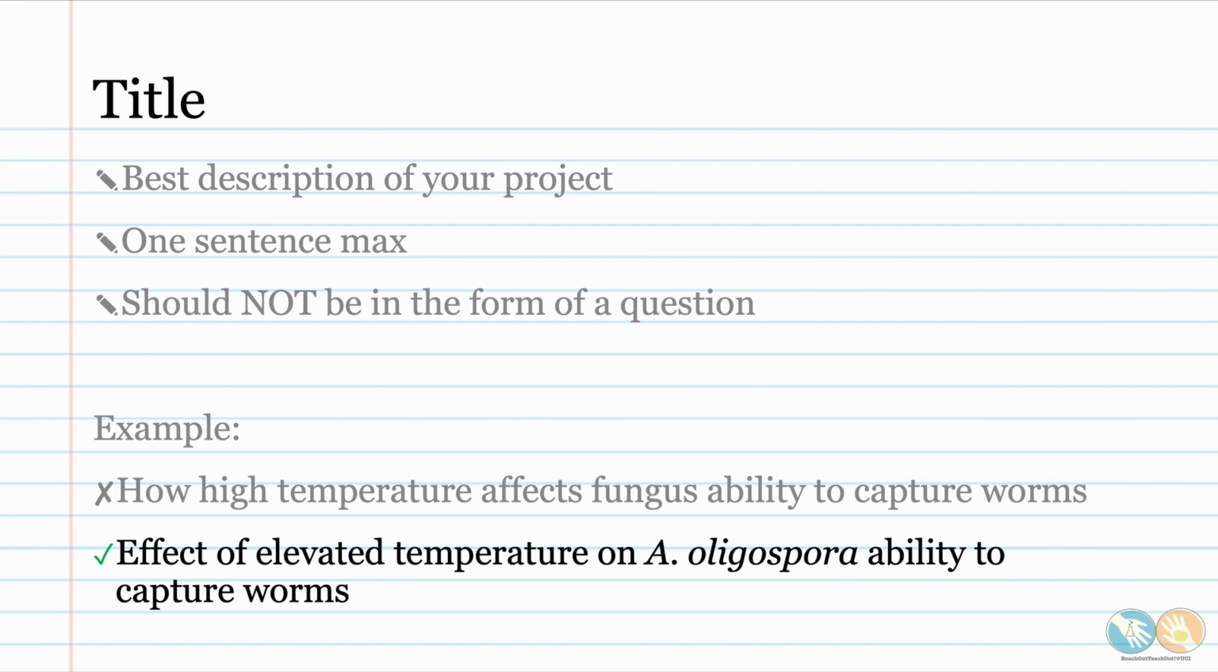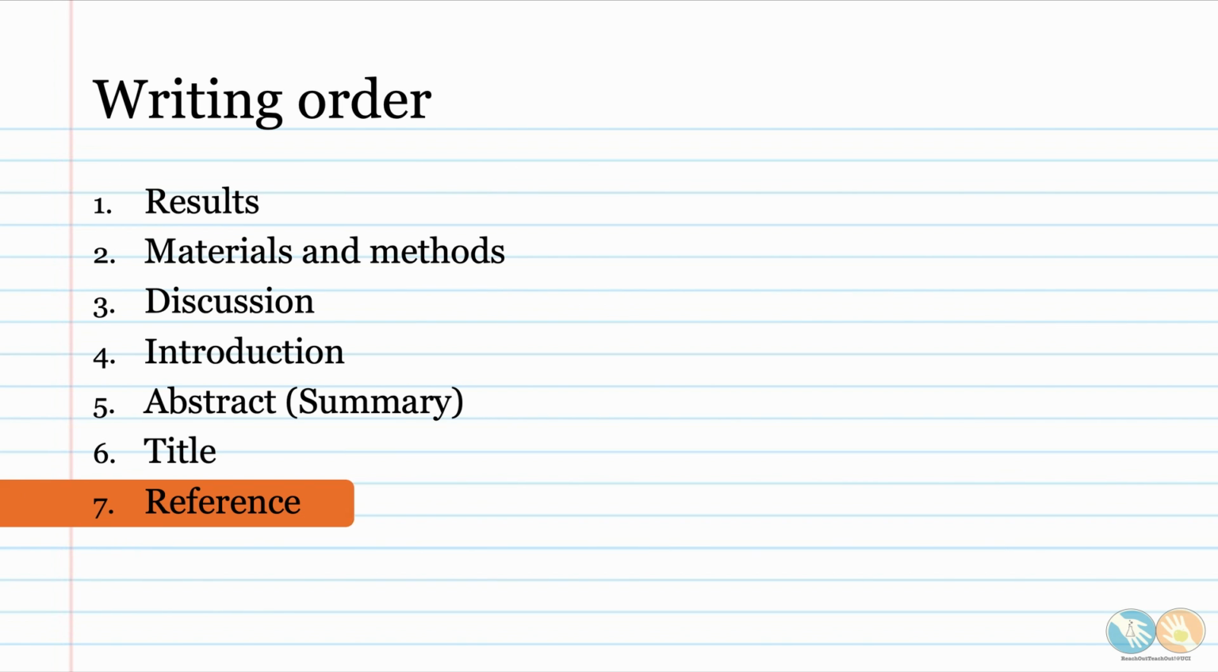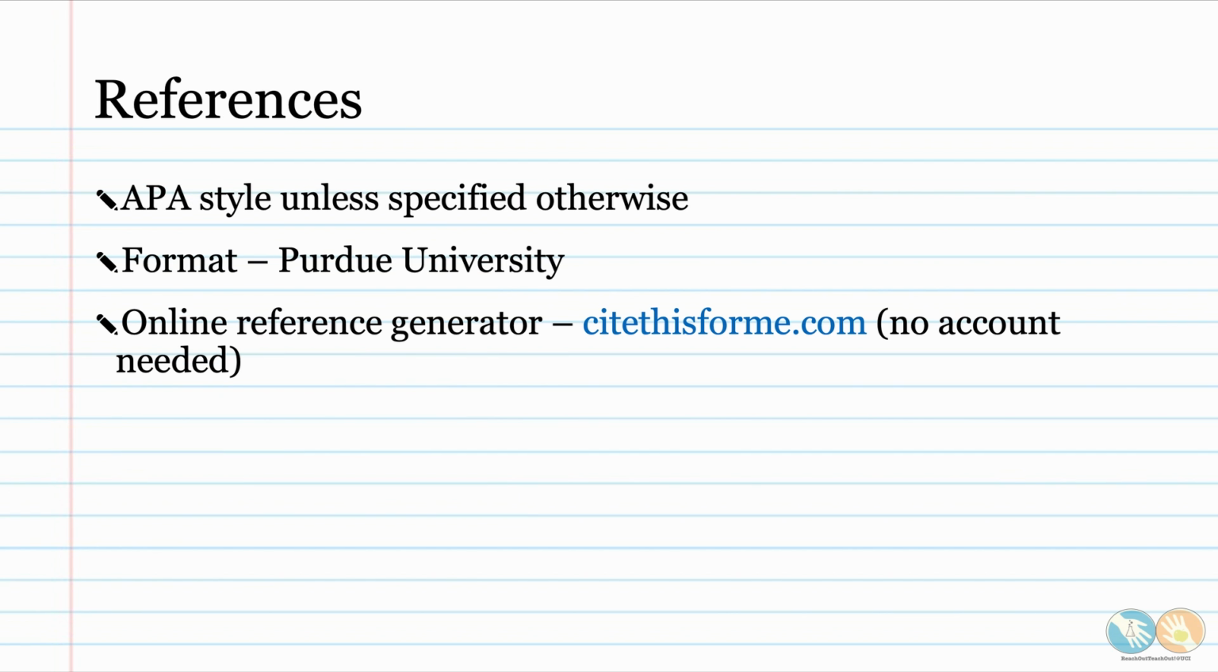And finally, the last section you have to write is the reference section. And fortunately, this part is quite simple. If nothing is specified in the rubric, use APA reference style for your lab report. You can take a closer look at the APA format on Purdue University website. The link will be posted in the description box.